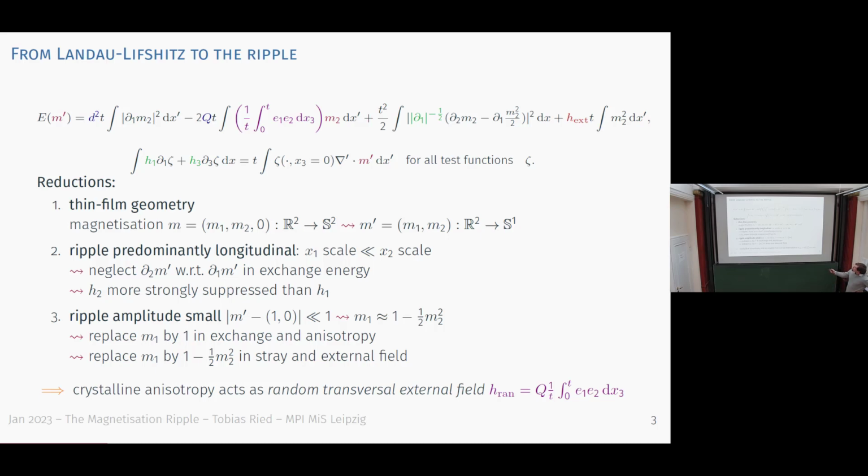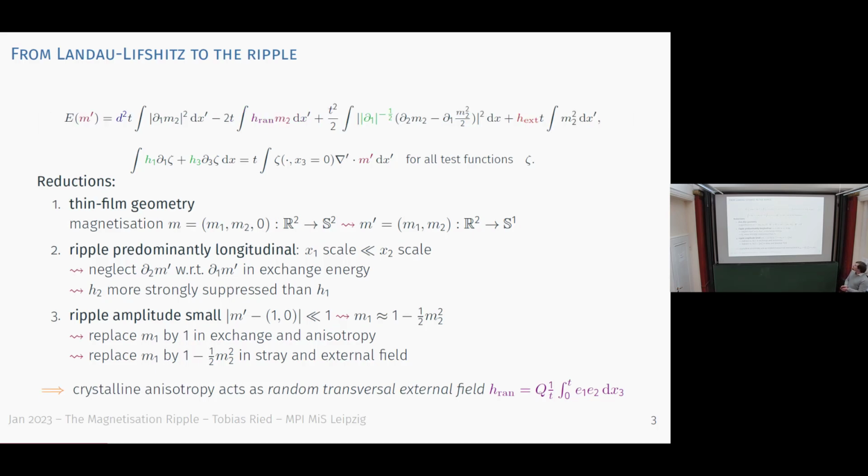What we can also see from this term here, is that in this effective regime, the crystalline anisotropy really acts as a random field, because E1 and E2 still are given by a random field, like a random transversal external field, which is this Q1 over T integral 0 to T of the E1 E2 component integrated with respect to the x3 direction. And so here we really have this interaction with a random field of the m2 component.